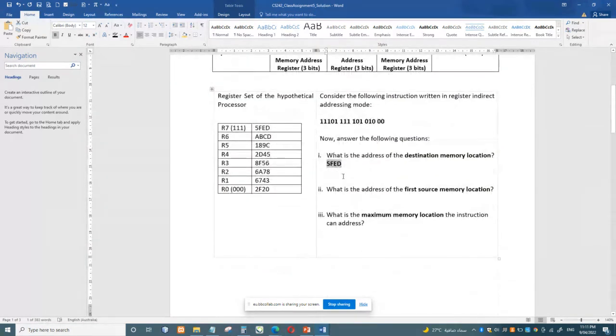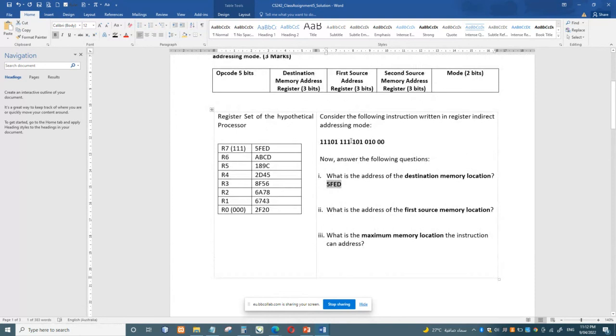Yes, Doctor, but it's 16 bits, Doctor. Yes. So what's the problem? The destination register is only 3 bits. Yeah, so this is the register number, the destination register number, only 3 bits. That's why we are using 3 bits to refer to one of these 8 registers. For one of these 8 registers you need only 3 bits.